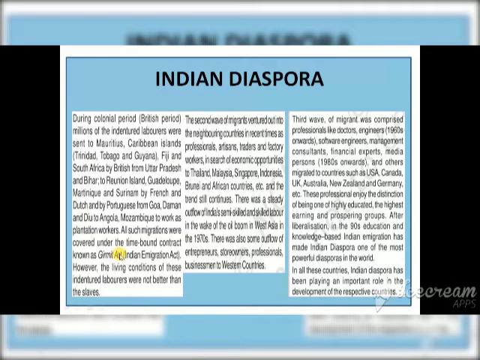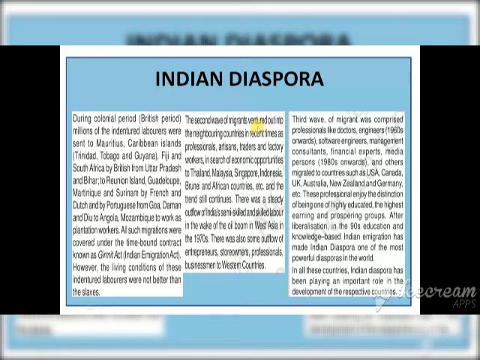This was according to the Indian Immigration Act. However, the living conditions of these laborers were very harsh. They were not given a proper wage, and the living conditions were very severe, not up to the mark. So that was the first wave of migration which took place in India.